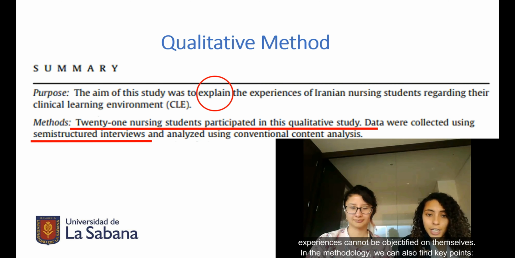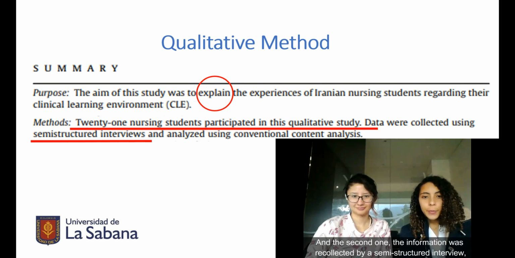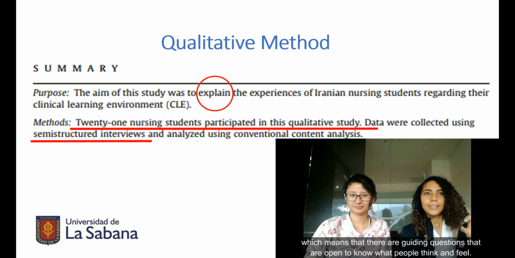In the methodology, we can also find key points. The first one is that the sample of qualitative studies is smaller than in quantitative studies, since the methods of gathering information are different and do not intend to generalize. And the second one, the information was collected through a semi-structured interview, which means that there are guiding questions that are open about what people think and feel.